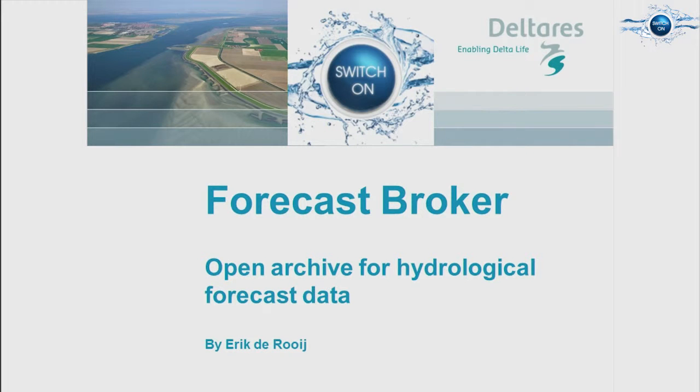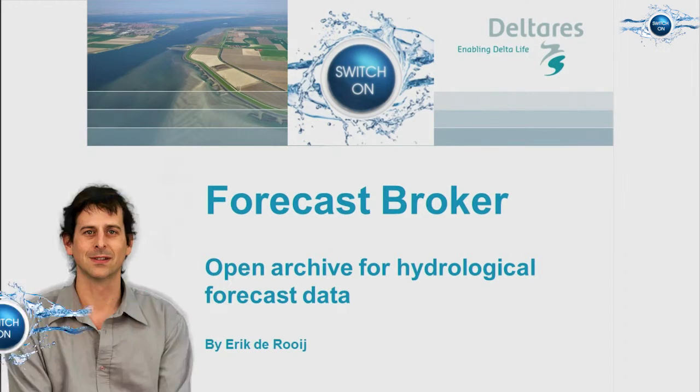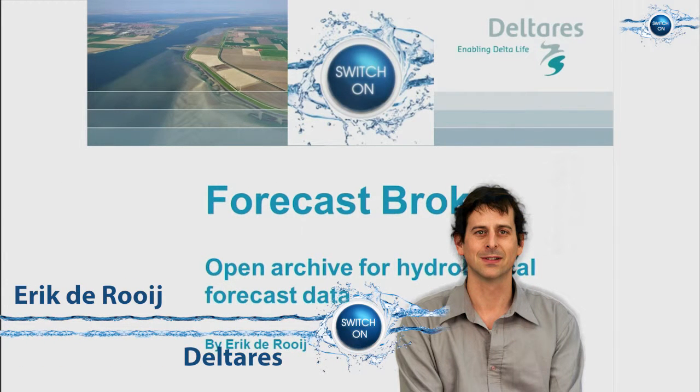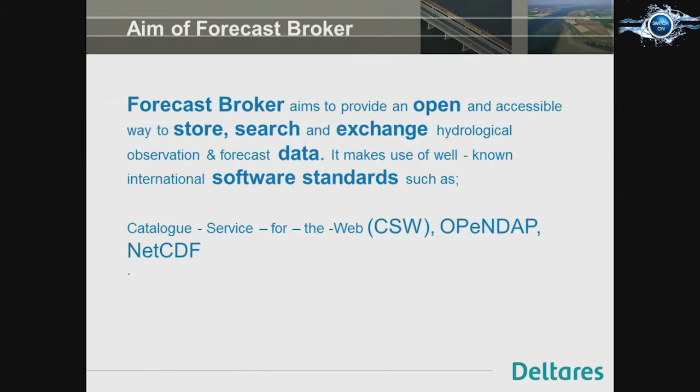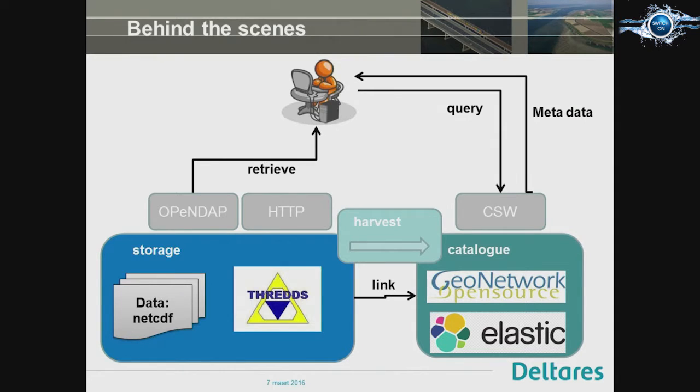ForecastBroker, an open archive for hydrological forecast data by Eric de Rooij. The aim of the ForecastBroker is to provide an open and accessible way to store, search and exchange hydrological observation and forecast data. It makes use of well-known international software standards such as the Catalog Service of the Web, OpenDAP and NetCDF. Behind the scenes, the ForecastBroker consists of a number of components that work together.